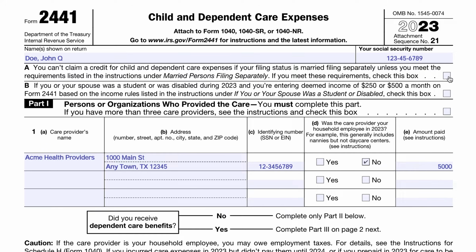For box B, if you or your spouse was a student or was disabled during the tax year and you're entering deemed income of either $250 or $500 a month based on the income rules in the instructions, then you would check this box.